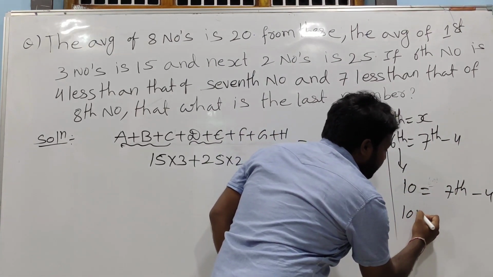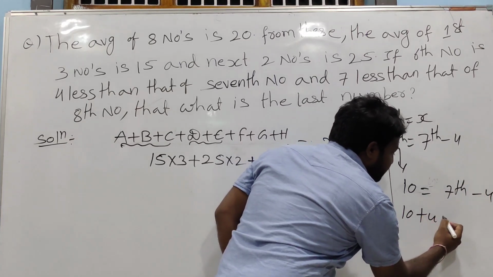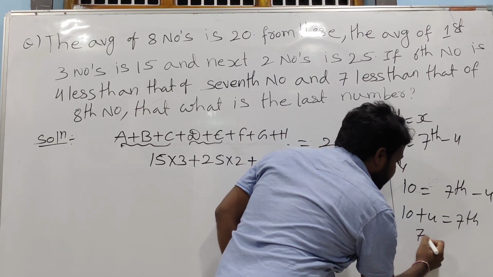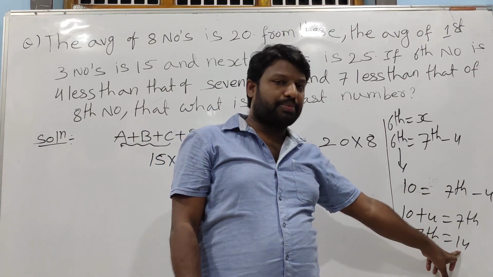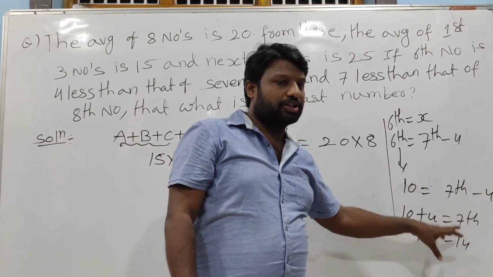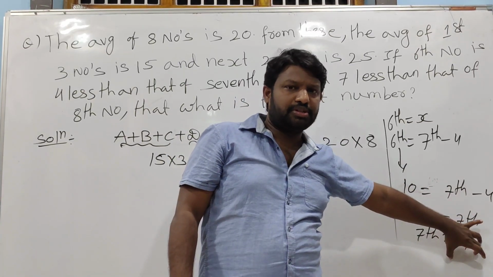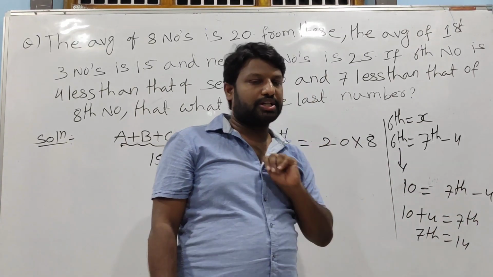So the 7th number is 10 plus 4, so the 7th number is 14. The 6th number is 10 and the 7th number is 14. That means the 6th number is 4 less than the 7th number.